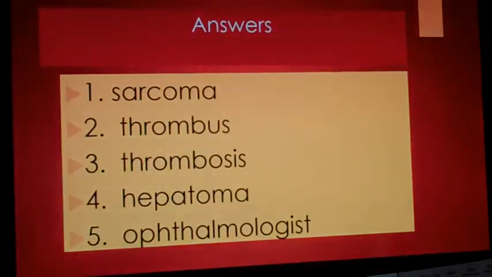Answers. Number 1 is sarcoma. Number 2 is thrombus. Number 3 is thrombosis. Number 4 is epitoma. Number 5 is ophthalmologist.